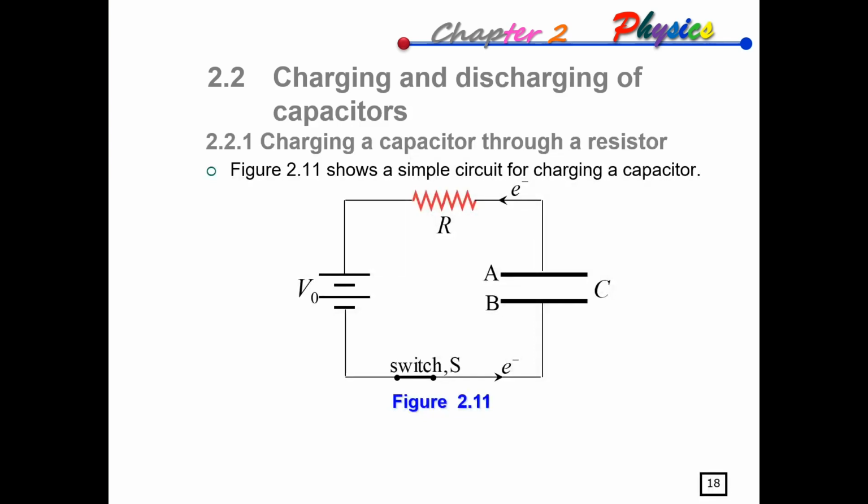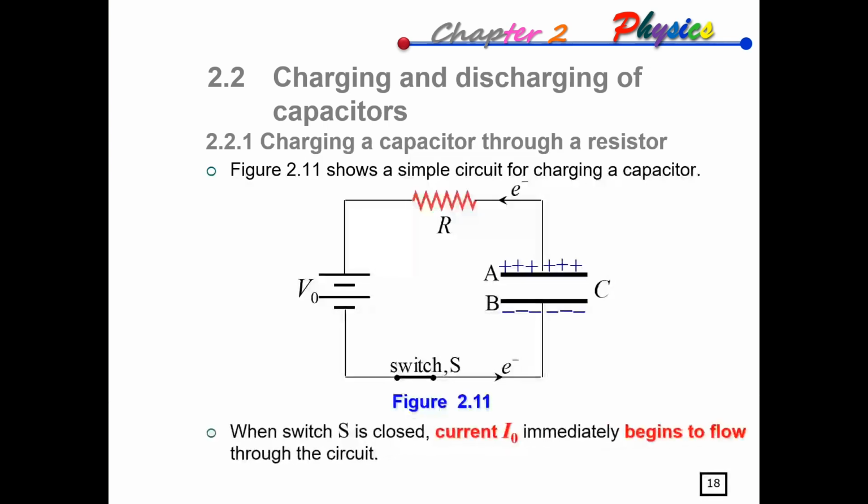When switch S is closed, meaning that the circuit is complete, electrons will flow out from the negative terminal of the battery and accumulate on plate B of the capacitor. Meaning that electrons from the negative terminal of the battery here will move in this direction to be accumulated at this plate B.